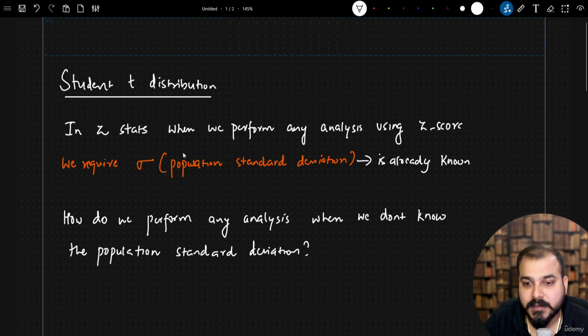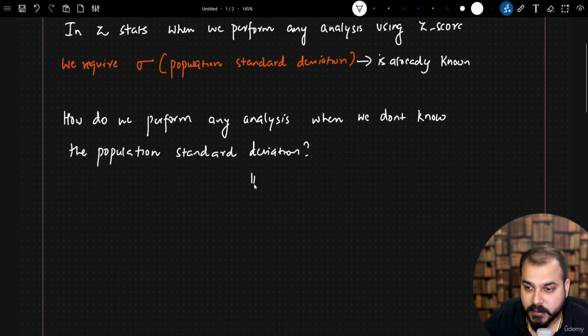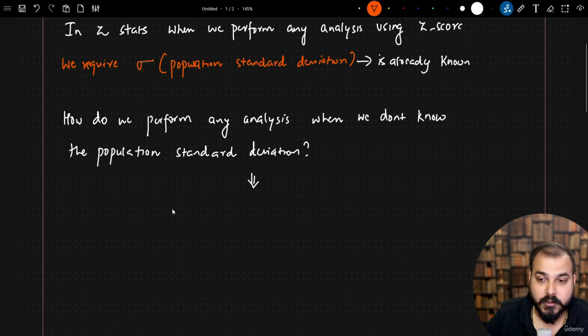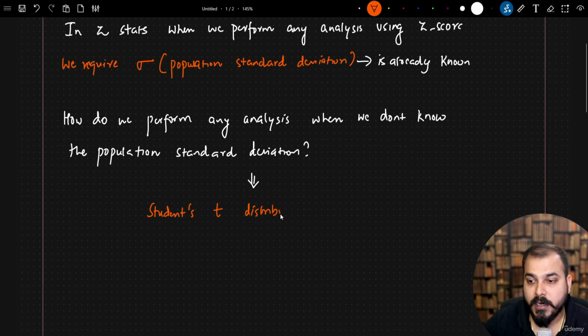And if someone asks you this in an interview, for this kind of scenario we use the student t distribution. Whenever you don't have a population standard deviation, you should definitely use the student t distribution. Now, how does the formula change?